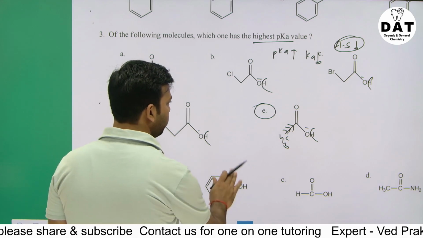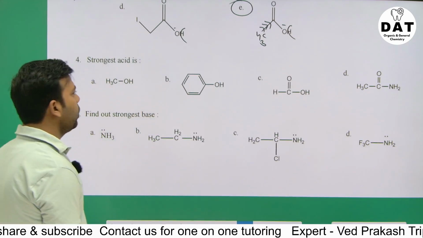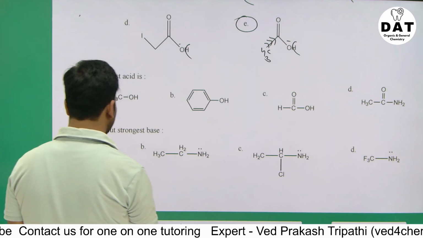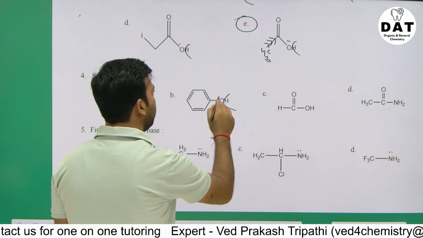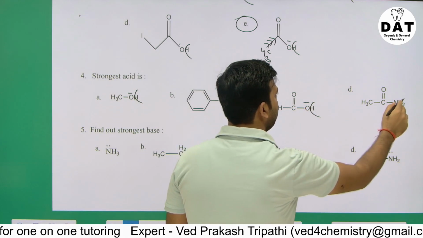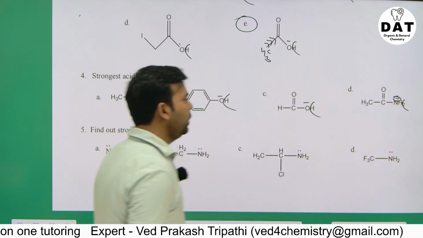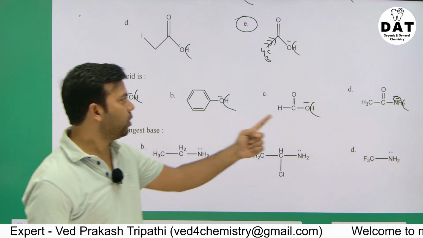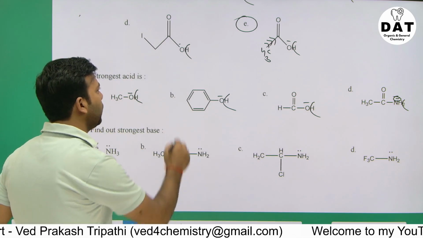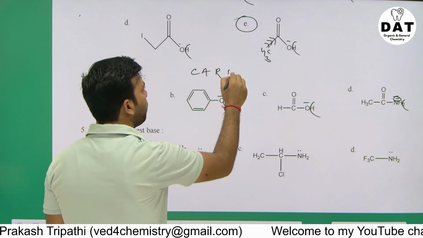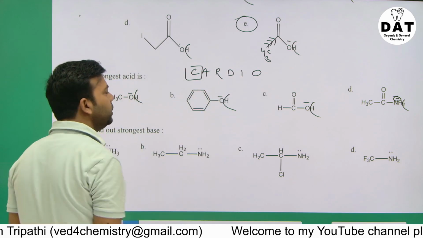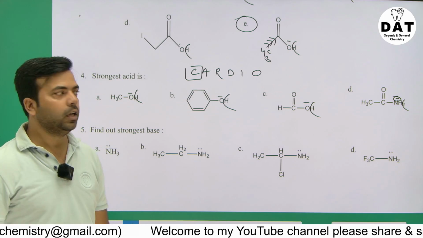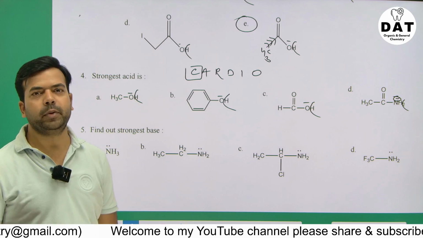Now question number 4. Strong acid. Again we are going to eliminate the hydrogen. Negative, negative, negative, and here as well the negative. In this case, we have different atoms: here oxygen, here oxygen, here oxygen, but here nitrogen. And if you apply CARDIO, C for charge means positively charged species has the highest acidic strength, then neutral, and then negative. Here everyone is negative in the conjugate base condition.